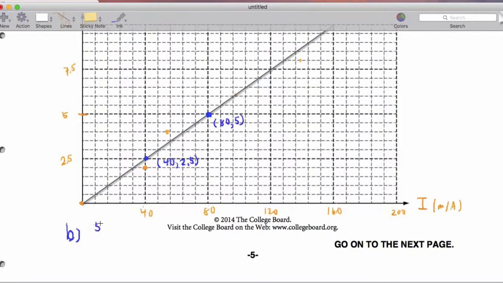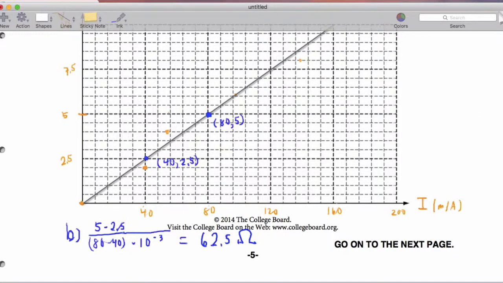So I can say 5 minus 2.5 divided by 80 minus 40, but be careful, this is milliamps, so I need to times it by 10 to the negative 3. So being very careful here, this is going to be 2.5 divided by 0.04 when I take 40 and times it by 10 to the negative 3. So I'm getting a total resistance of 62.5 ohms.